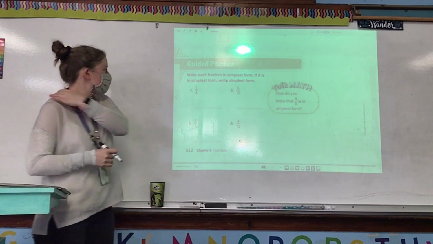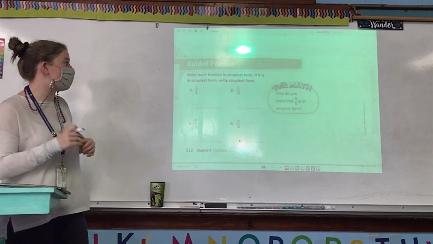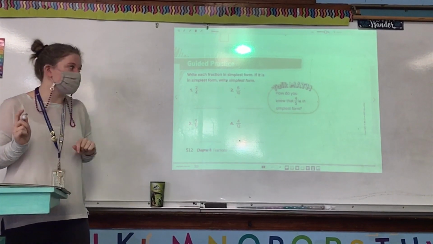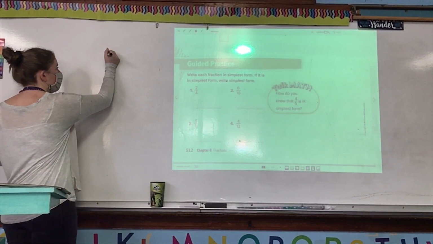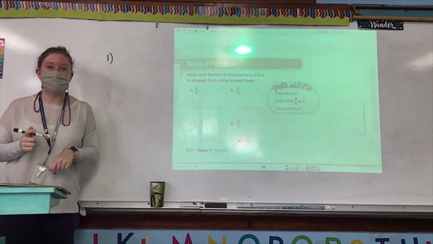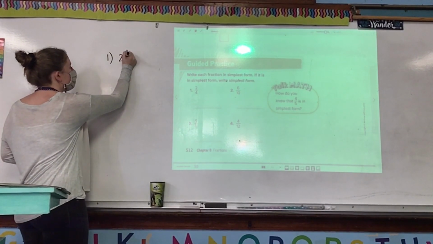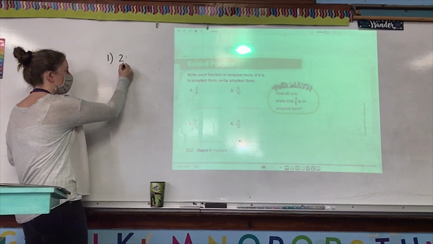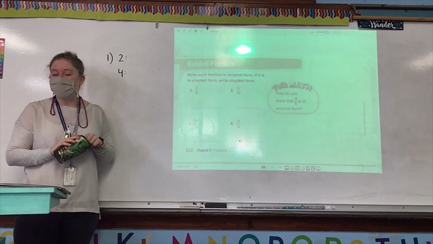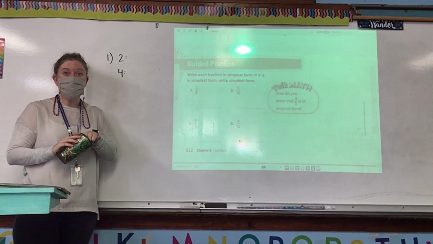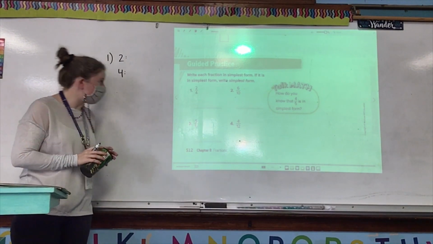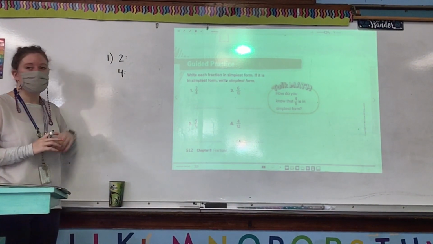Okay, the directions for numbers 1 through 4 say write each fraction in simplest form. If it is in simplest form, write simplest form. So we're going to start with number 1, which is 2/4. On your separate sheet of paper, you're going to list the factors for 2 and the factors for 4. Let's go ahead and do this in a factor rainbowing way to make it a little easier on us. Colin, you're going to help me. So first, the factors of 2.